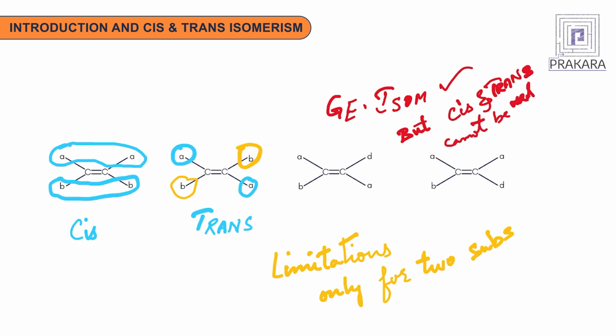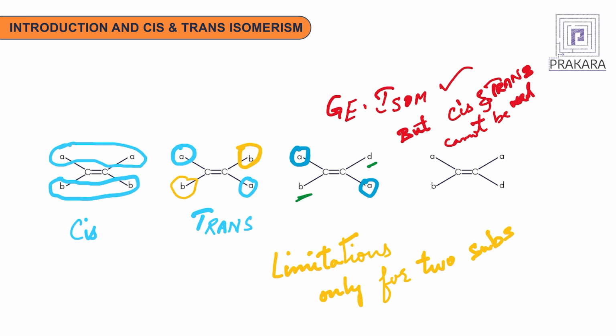So this limitation has led us to a new representation to show that arrangement. Like here you can see that there are three different molecules present on the double bond, like A, then we have, and we have B. So here this B and D are different molecules, so that is why we cannot apply the cis and trans form to this.